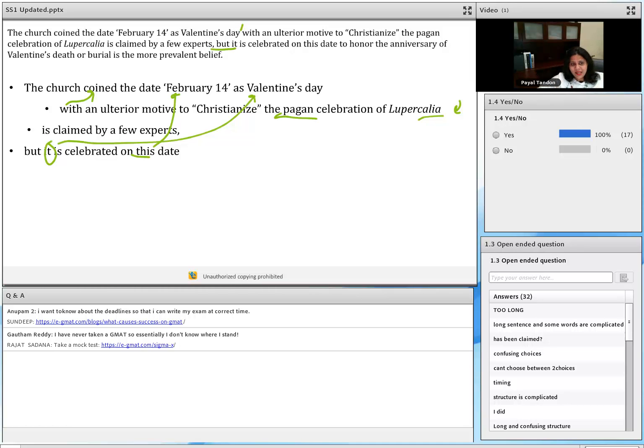Okay, but it is celebrated on this date to honor the anniversary of Valentine's death or burial. So now this is another reason that the author is stating of why Valentine's Day is celebrated on Feb 14th. It is to honor the anniversary of Valentine's death or burial is the more prevalent belief. Okay, so that's what the author is saying. The author has presented two beliefs.